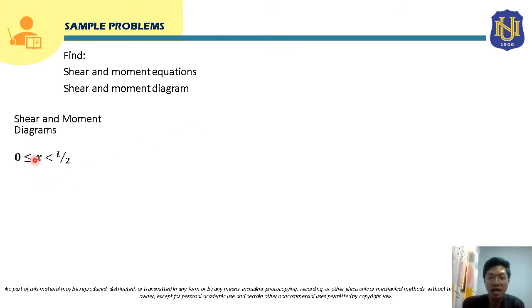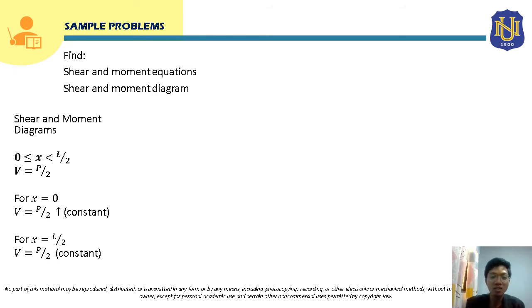For the first segment, the distance x is from 0 to L over 2. For the shear equation, as you can see, this is equal to P over 2. And P over 2, class, is actually constant, so there's no variable x here. Meaning, if x is equal to 0, since there's no variable x here, the shear force is P over 2. This is a constant. And also for x equal to L over 2, the shear force is still P over 2 because it's constant.